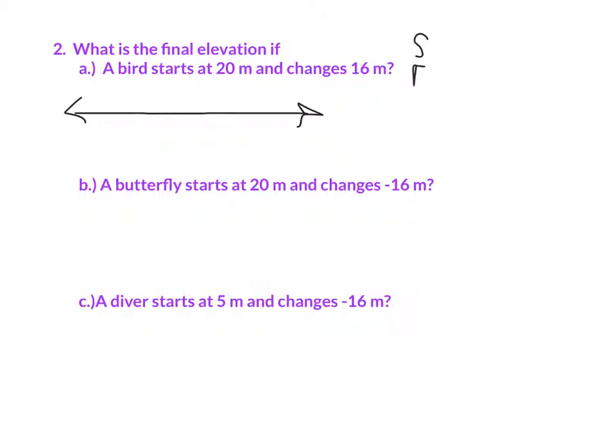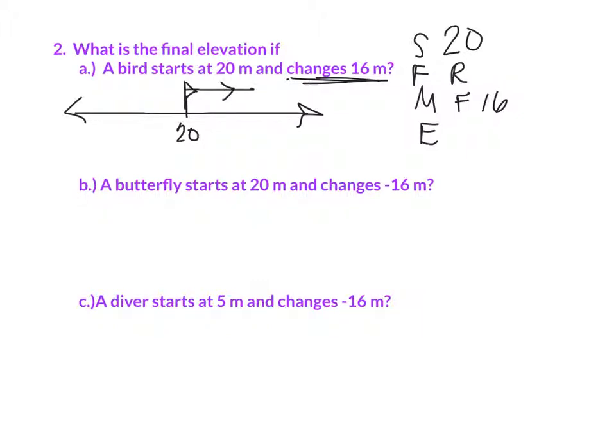So we've got start, face, move, end. We know that the bird starts at 20. So I'm going to put that right in the middle because that's where I'm starting. And changes 16. So it doesn't say it, but it's positive. And right now all that we're doing is adding. So we're always going to face to the right as of right now until we start subtracting. So we're going to move forward 16. So we're facing to the right, so forward is in this direction. And then we're going to end. Well, if we move to the right of 20, 16 units, we'd get to 36.